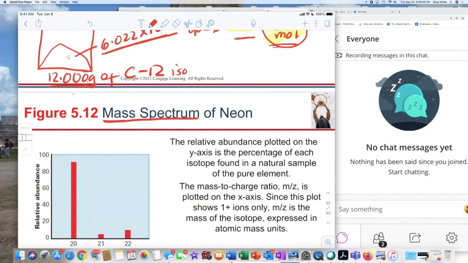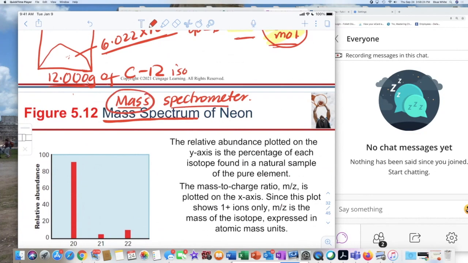It's called a mass spectrum. Well, the equipment is actually called a mass spectrometer. Mass spectrometer. And we actually have one of these on campus. And the mass spectrometer does what the name says here.